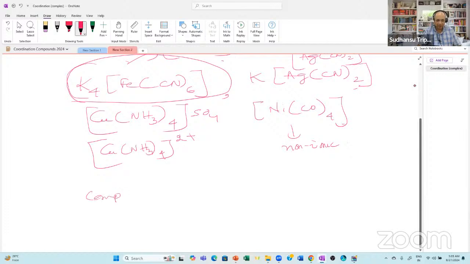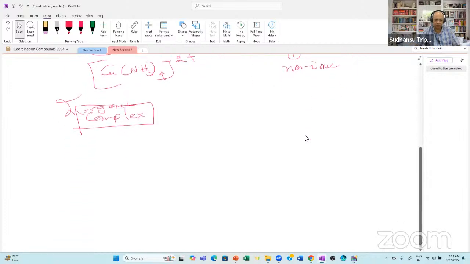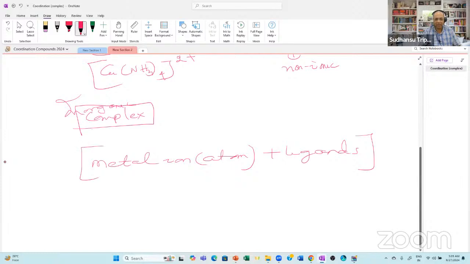So a complex, an inorganic complex, is made up of a metal ion, or sometimes a metal atom, plus ligands. These two are put inside a square bracket and it has a net charge, say n plus or n minus, or it may be 0.